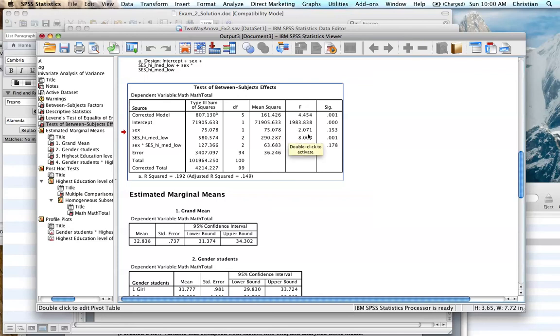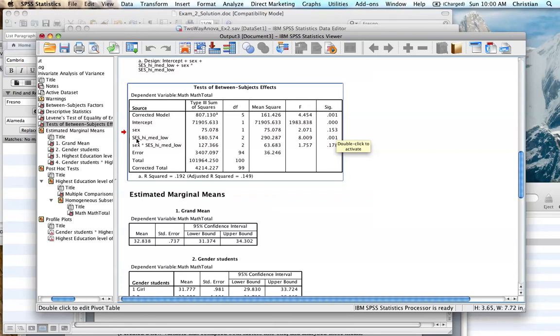And then we test, hey, is this 2? What's the chance of getting a 2 if there really was no difference in the population? And we see we are not statistically significant, so we keep the null. We fail to reject the null. There's no difference between boys and girls.